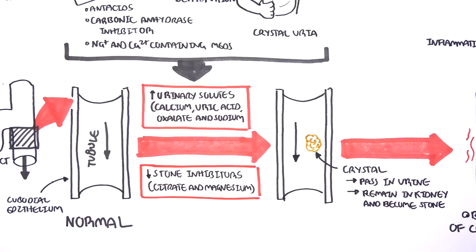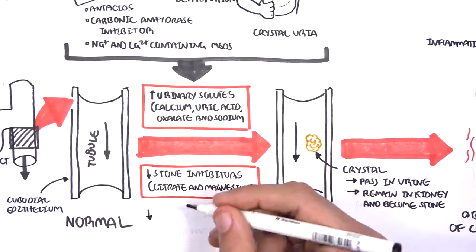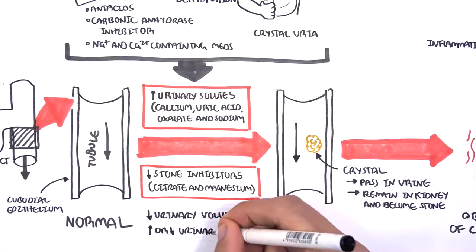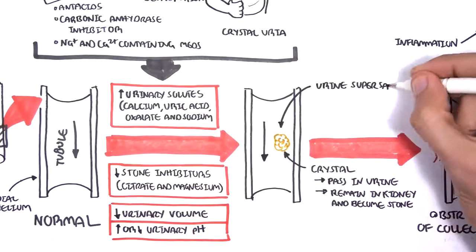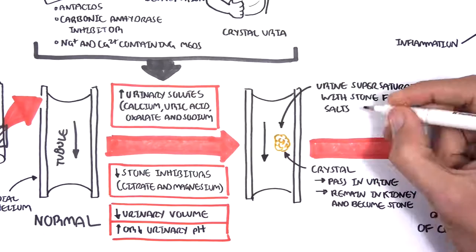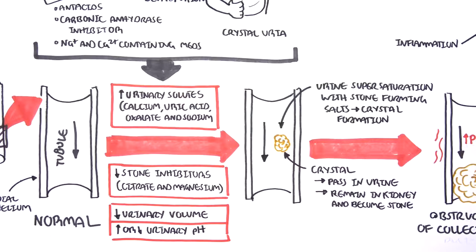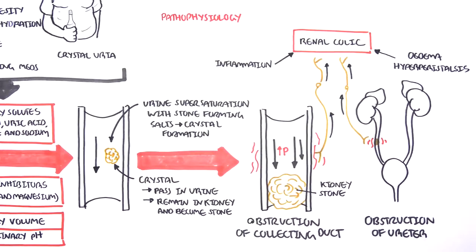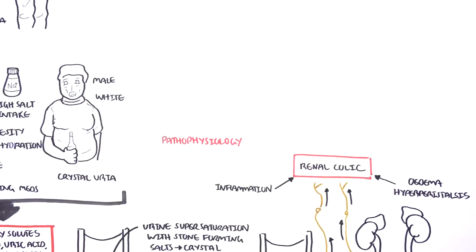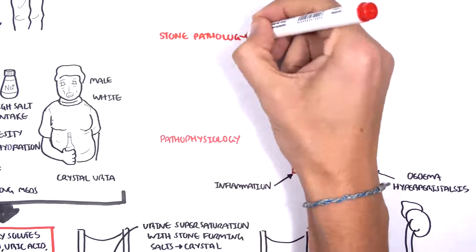A decrease in urinary volume, such as in dehydration, and an excessive increase or decrease in urinary pH also contribute to urine supersaturation. So in summary, urine supersaturation with stone forming salts results in crystal formation, urinary stone formation. And as I mentioned, there are a lot of types of urinary stone forming salts, such as calcium, uric acid, and oxalate. And because of this, there are many types of kidney stones.